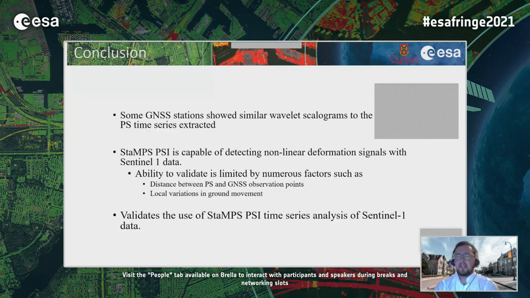So some of the GNSS stations showed very similar wavelet scalograms to the persistent scatterer time series which were extracted. And StaMPS PSI was capable of detecting nonlinear deformation signals, which were similar in a lot of cases to the GNSS stations located nearby. The ability to validate this result was limited by several factors, such as the distance between the scatterers and the GNSS observation points, as well as local variations in ground movement. This validates the use of StaMPS persistent scatterer interferometry analysis of Sentinel-1 data for observing nonlinear deformation.